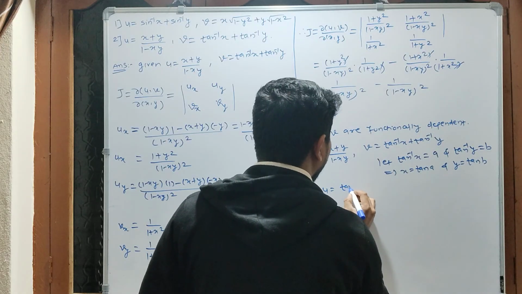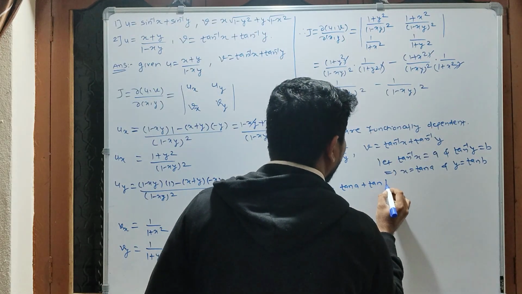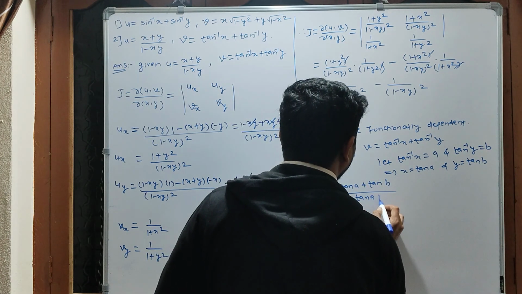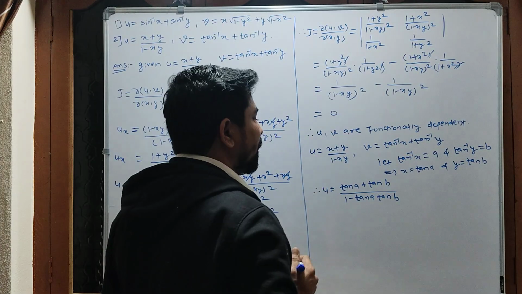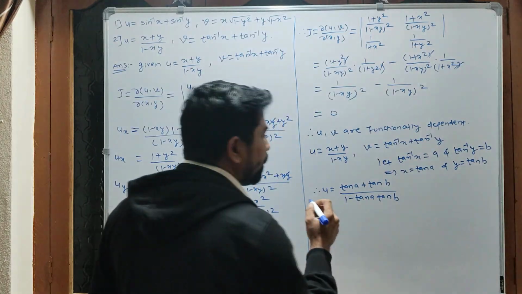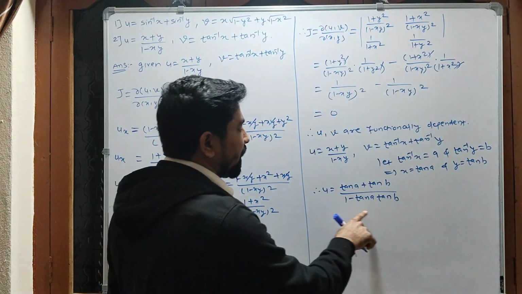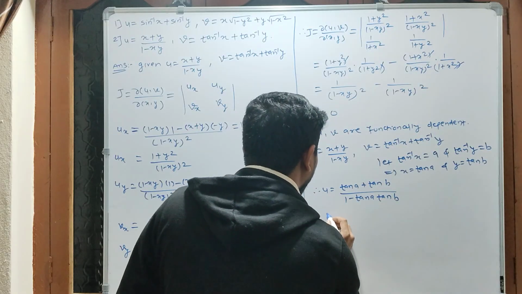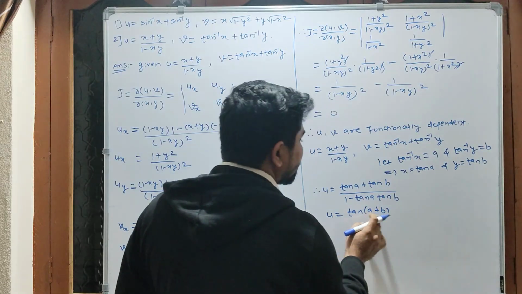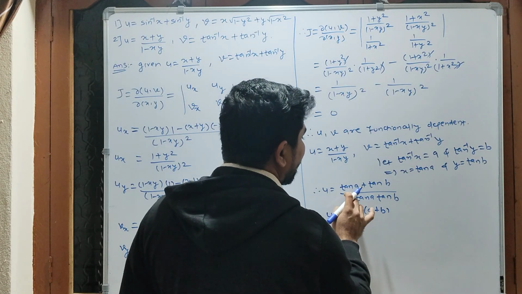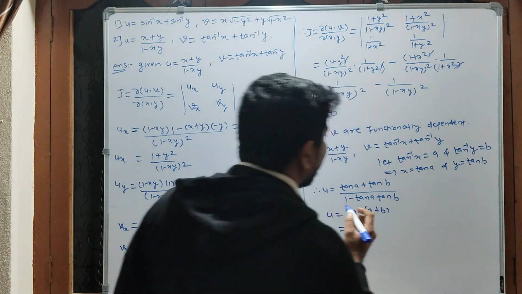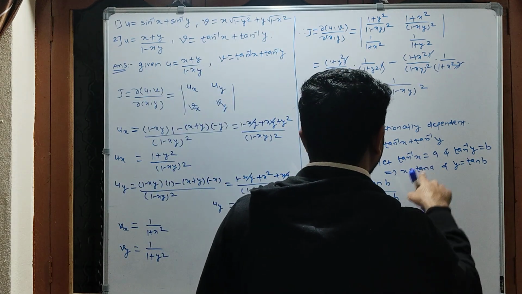So here tan a plus tan b, so here x plus y divided by 1 minus tan a into tan b. We know tan of a plus b is equal to tan a plus tan b divided by 1 minus tan a tan b. So here u is equal to tan of a plus b. This is the formula of tan a plus b, which is equal to tan a plus tan b divided by 1 minus tan a tan b.